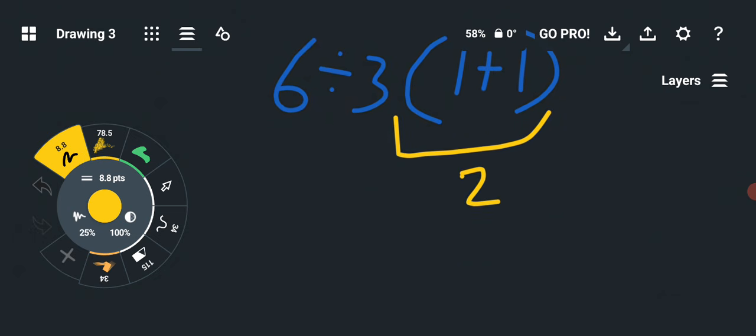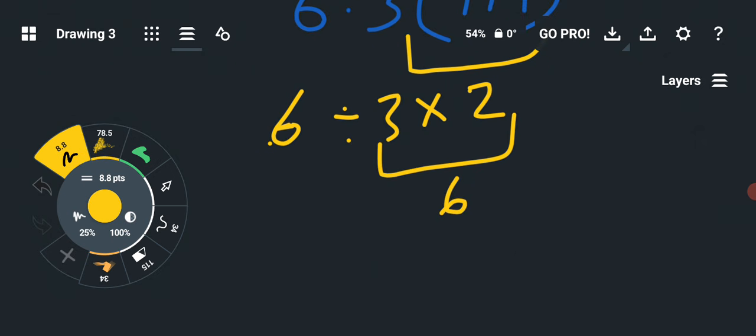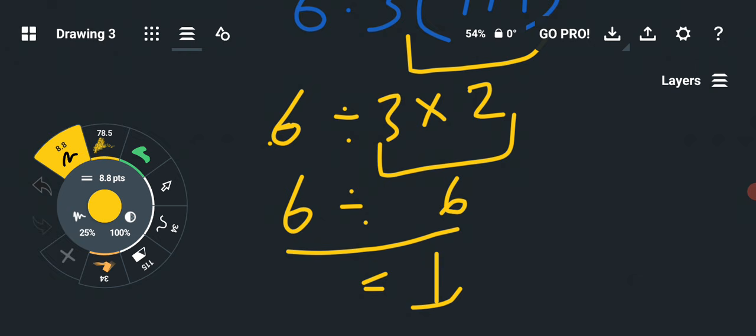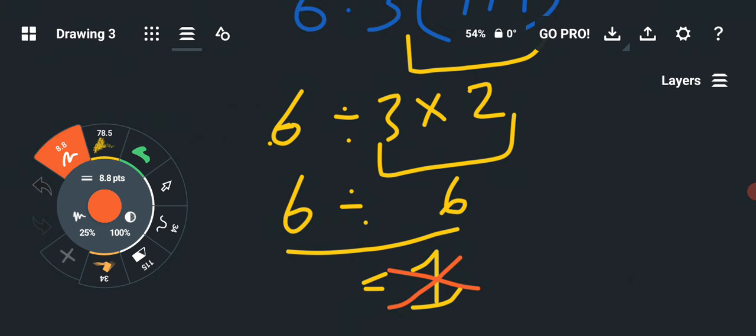And then we have a multiplication sign here. We have 3, and then we have division, and then we have 6. Now let's say 3 times 2, and that gives us 6. And of course we have 6 here, and 6 divided by 6, the final answer is 1. All right, but this answer is absolutely wrong because we have not followed the order of operation called PEMDAS.